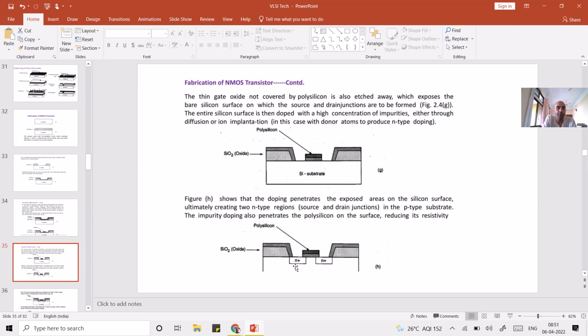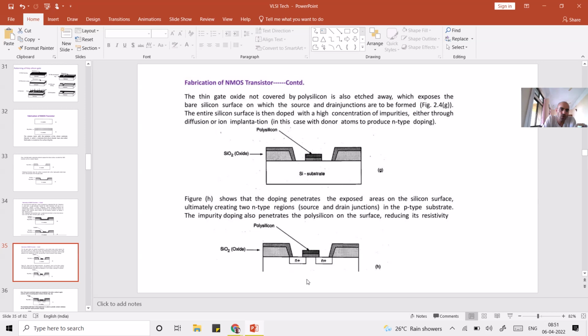You provide the diffusion. You make these regions with the help of either diffusion or ion implantation. If the device is a very small geometry device, then you go for ion implantation. If it is not so, then you go for diffusion. Why diffusion and why ion implantation? We have already discussed the advantages of diffusion and ion implantation.